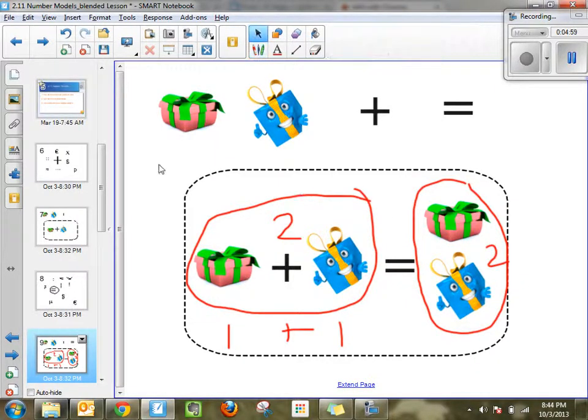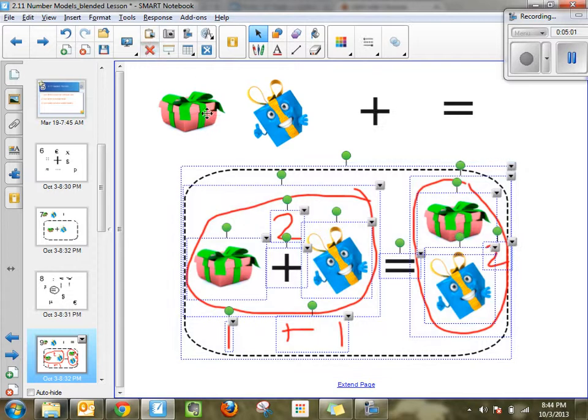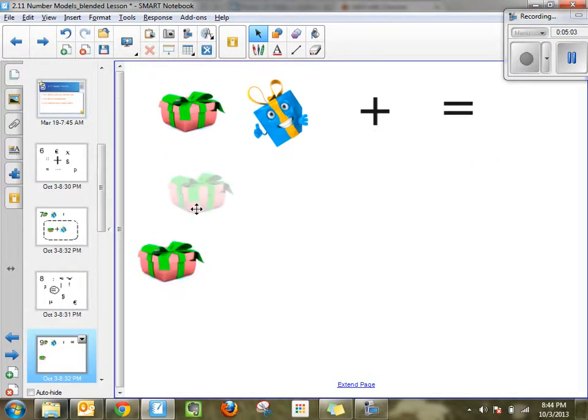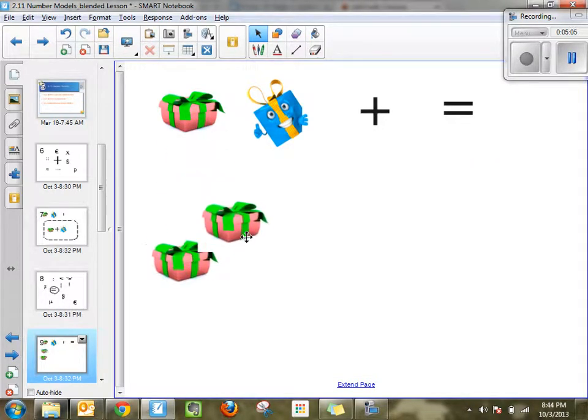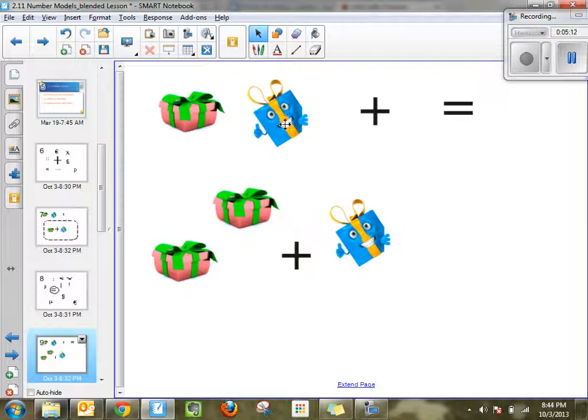So let's try another problem here. Let's get rid of that big box. So let's pretend that the girls, since they're doing so good, got 2 presents. So we'll give the girls 2 presents. And then we're going to put a plus sign, and we're going to figure out how many the boys got. So the boys, we'll just give them 1 for right now. We'll see how many they can earn here in a little bit. But you can see I've got 2 pink presents and 1 blue present.